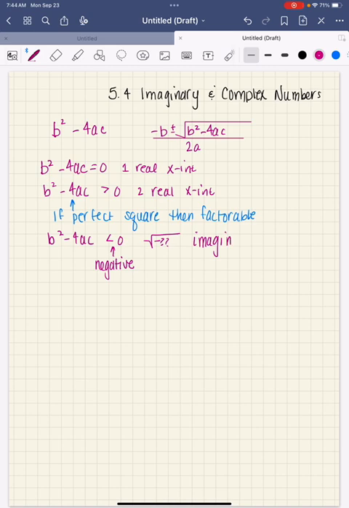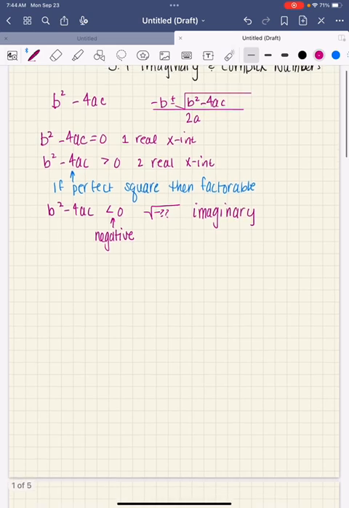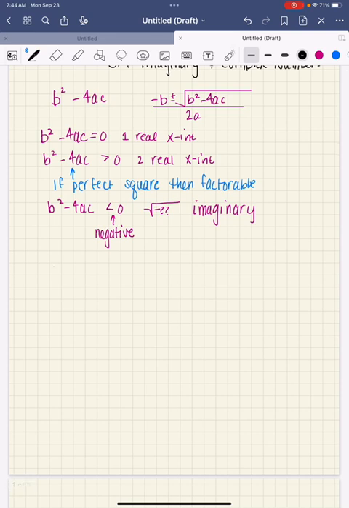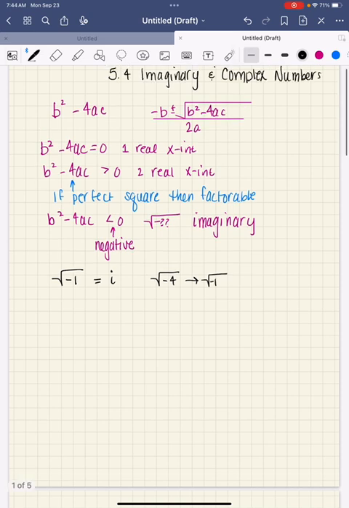Let's talk about what imaginary numbers are. The square root of any negative number. We're going to start with -1 because that's the easiest number to deal with. The square root of -1 is i, and that stands for an imaginary number. For example, the square root of -4: I can break that down for you. That's the same thing as the square root of -1 times the square root of 4. The square root of -1 is i, the square root of 4 is 2, so the square root of -4 is 2i.